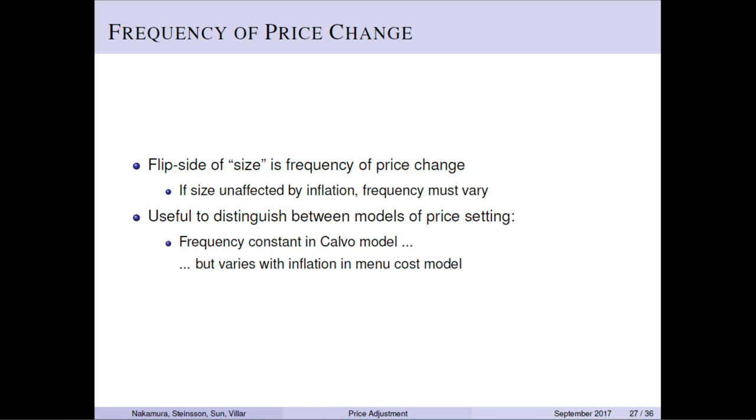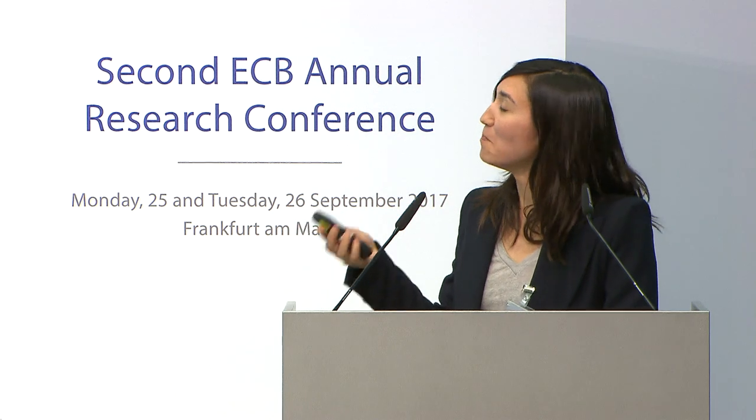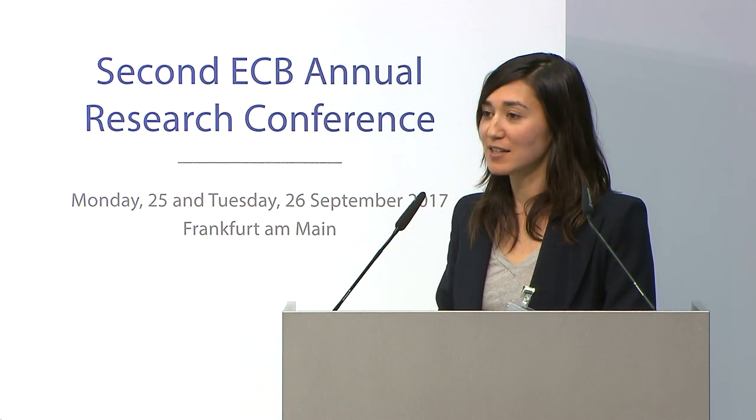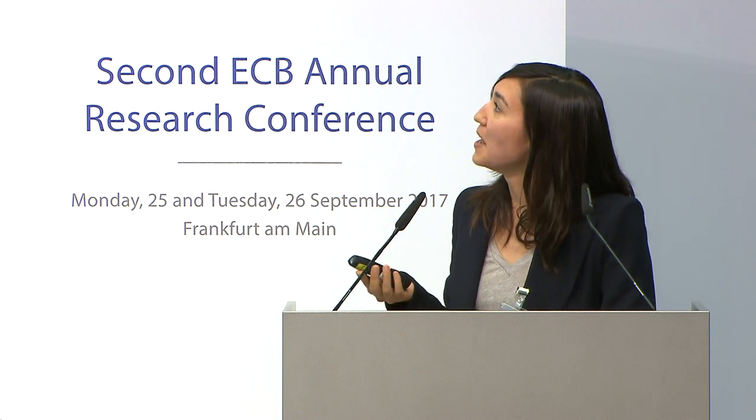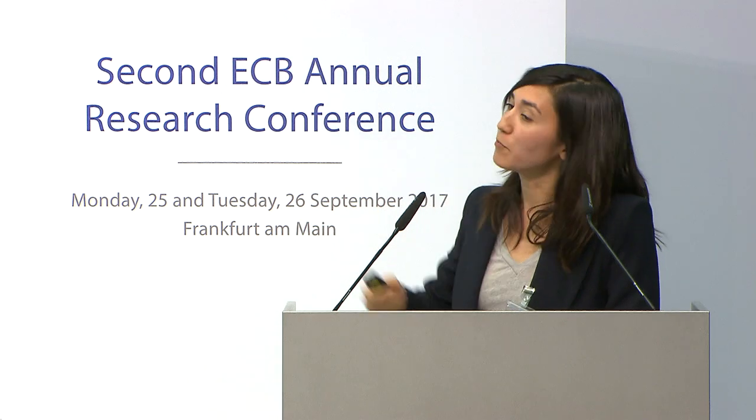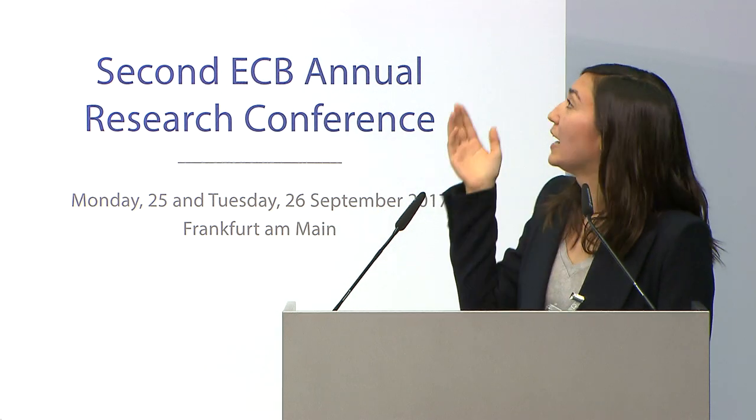The last thing I want to show you is the frequency of price change. In some sense, this is the flip side of the absolute size facts that I was showing you. If the absolute size wasn't moving, then it must have been that prices were changing more. And in some sense, these are more interesting graphs because they actually move. A basic feature of the Calvo model is that the frequency of price changes is constant. That's an assumption. Whereas in the menu cost model, as steady state inflation rises, the frequency of price change rises. So we can do this in the data and in the model.